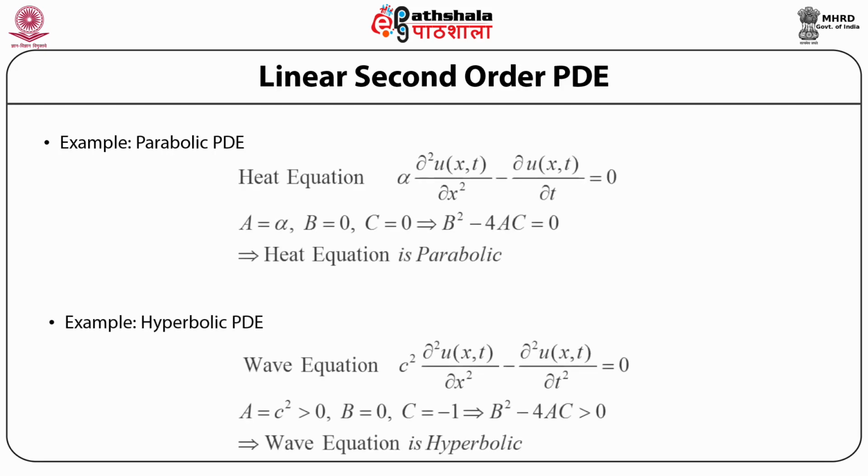The heat equation is the best parabolic equation. Here you can see A is equal to alpha, B is equal to 0, C is equal to 0. So B squared minus 4AC is 0, then the heat equation is parabolic. In hyperbolic, the ideal case is the wave equation, which means a wave traveling in a string or a wave traveling on the surface of water. Then A is c squared, which is definitely greater than 0, B is equal to 0, capital C is equal to minus 1. So the wave equation is hyperbolic.